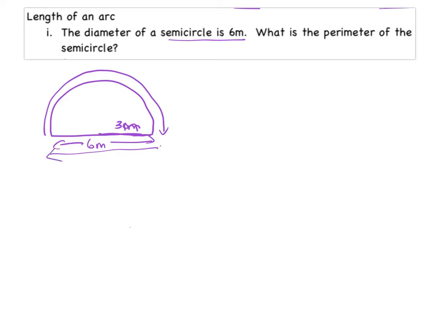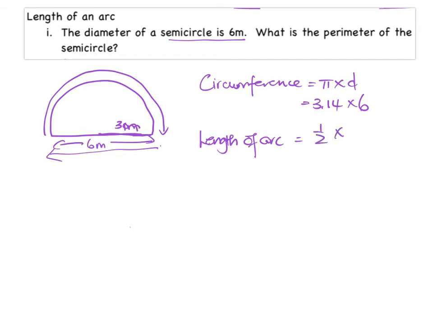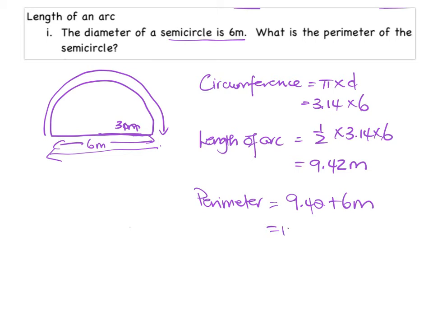So we know that the whole circumference will be equal to pi multiplied by the diameter. So that gives us 3.14 multiplied by 6. And since it's a semicircle, the length of the arc then would be half of it. It will be half of the 3.14 multiplied by 6. And that will give us 9.42 meters. So to get the perimeter of the whole shape, it will be 9.42 plus the 6 meters, which will give us 15.42 meters. The piece of this arc here, add the 6 meters to give us 15.42 meters.